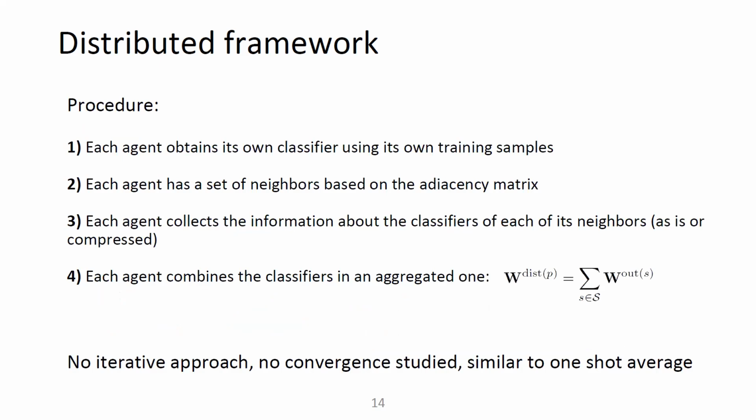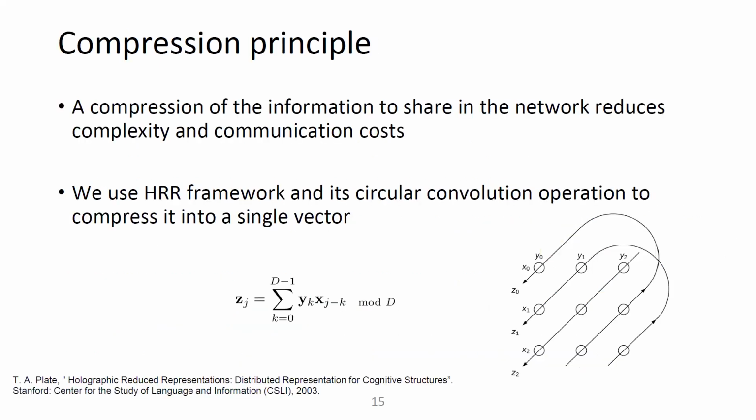This is the procedure in brief. Each agent obtains its local classifier using its local training sample, then gathers the classifiers from its own neighbors, and then each agent combines the classifiers into an aggregated one. So we will not use an iterative approach. We will not study the convergence because we are thinking of it as similar to a one-shot average of the single local agents.